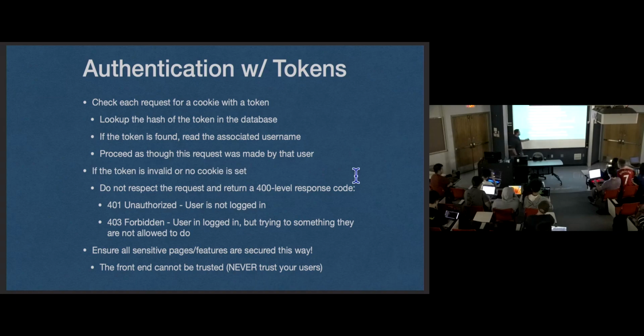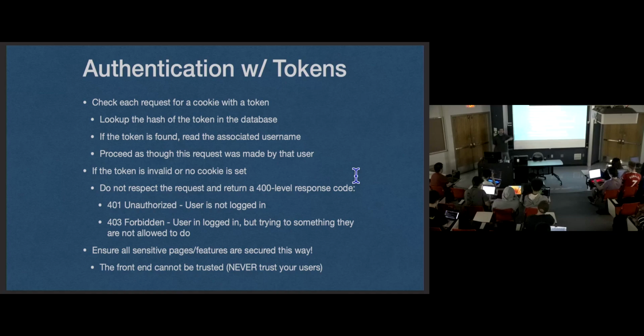If the token is invalid or the cookie isn't set or the user's trying to do something that they're not allowed to do, we're going to respond with one of these 400 level errors. We're going to say, hey, client, you're doing something wrong. Either a 401 if the user isn't logged in at all. If they're not logged in, they're unauthorized. They can't access anything that's protected if they're requesting a protected resource.